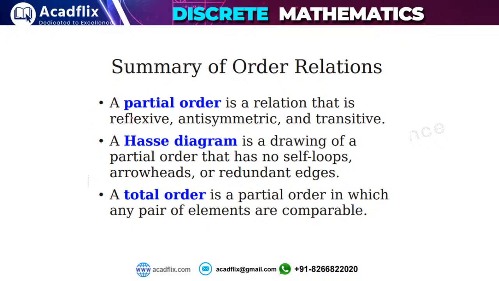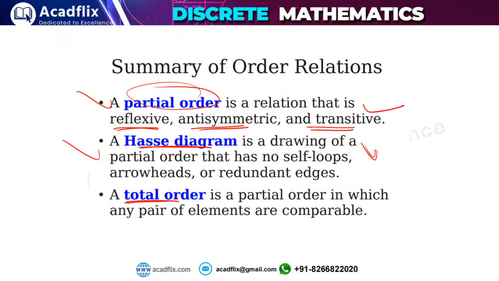So anyway, this is the summary. We have seen partial order. Partial order relation means reflexive, antisymmetric, transitive. Then the Hasse diagram. Remember, the Hasse diagram is for partial order relation. This is a special diagram that we have for partial order relation.